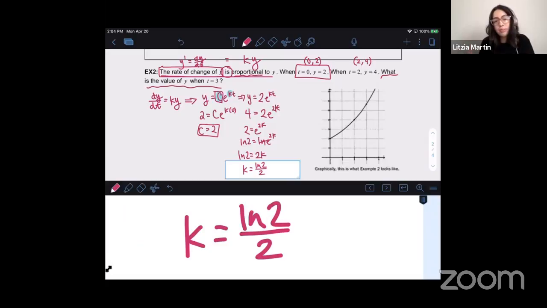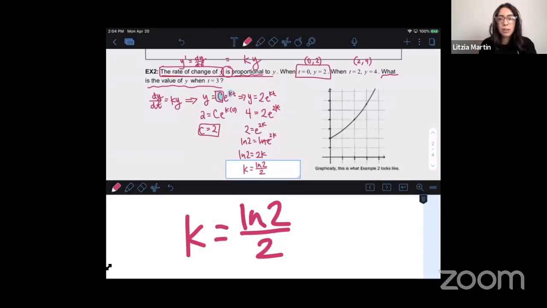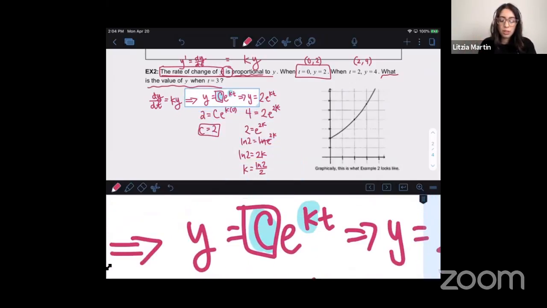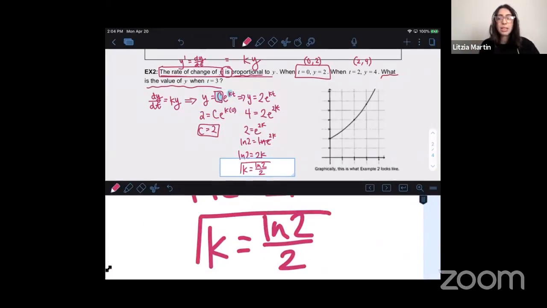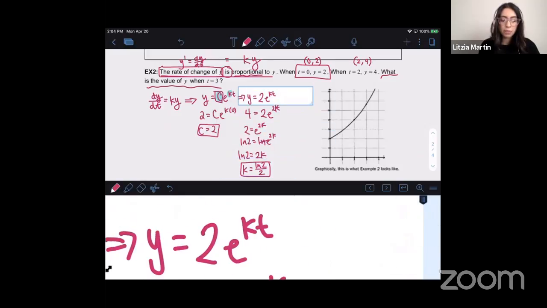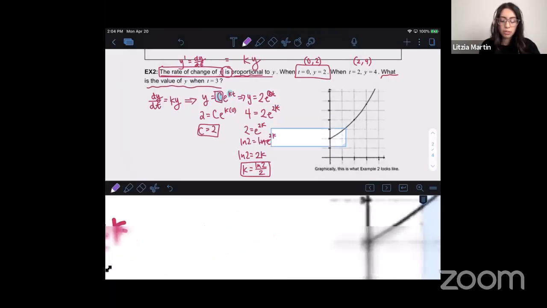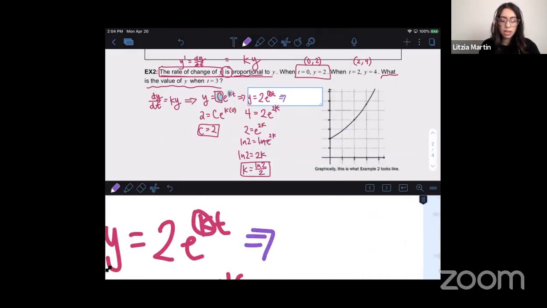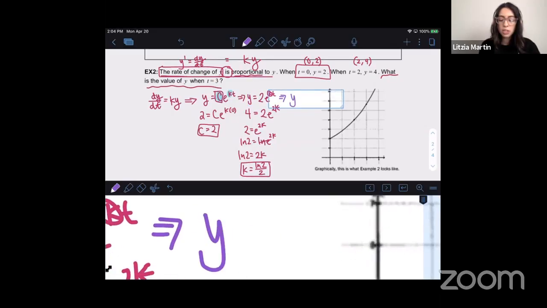I have to say, k is often going to be some kind of ln divided by a number, just because it's an exponential function with the e. So oftentimes that's going to be the solution there. It's not the prettiest solution, but it is what it is. We can take that and plug it into our k value here. So y is equal to 2 times e to the ln 2 over 2 times t.